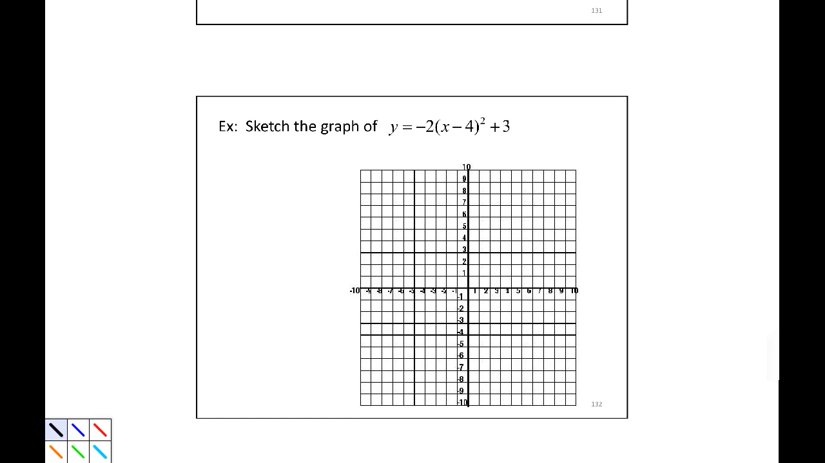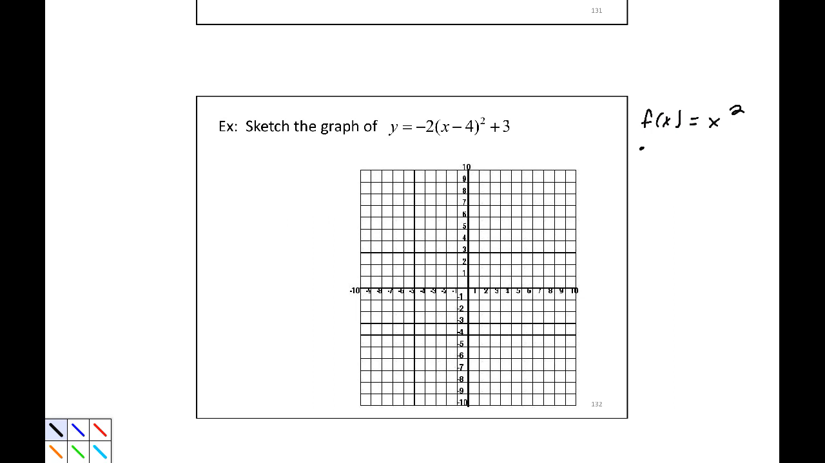Example: sketch the graph of y equals -2(x minus 4) squared, plus 3. First thing we need to observe is actually the parent function. The parent function is f of x equals x squared. We're looking at a quadratic, and we're shifting and stretching that. So next we have horizontal shifting.